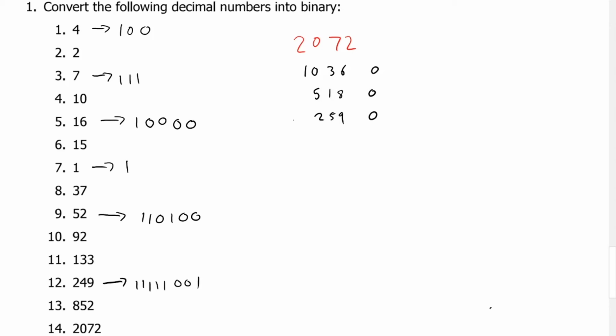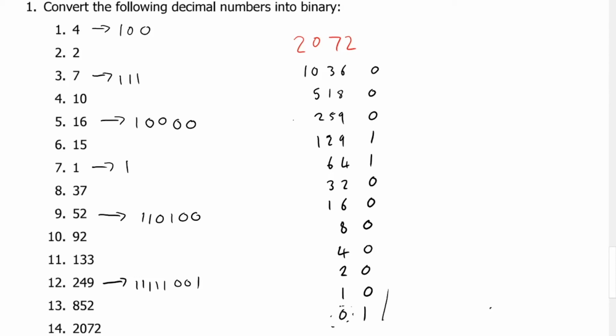259 divided by 2 is 129, remainder 1. 129 divided by 2 is 64, remainder 1. 64 divided by 2 is 32, remainder 0. 32 divided by 2 is 16, remainder 0. 16 divided by 2 is 8, remainder 0. 8 divided by 2 is 4, remainder 0. 4 divided by 2 is 2, remainder 0. And 2 divided by 2 is 1, remainder 0. And 1 divided by 2 is 0, remainder 1. We've got a 0 in our result, so we can finish.